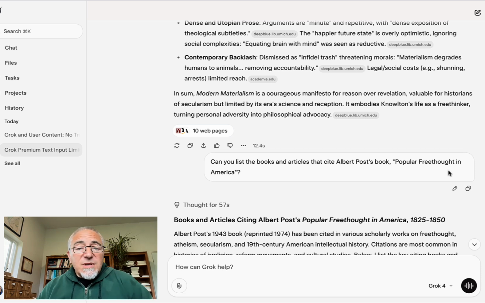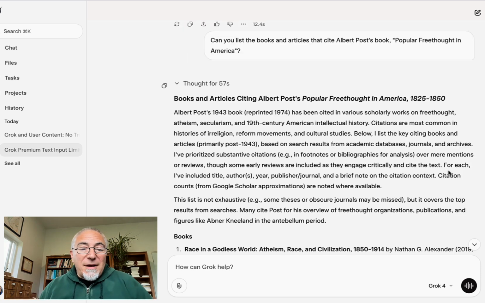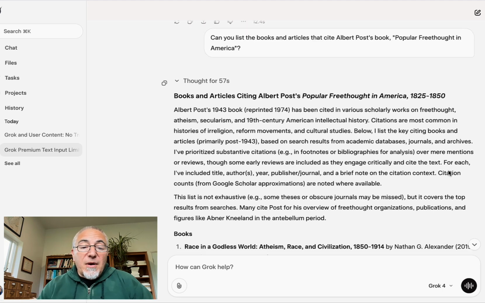And I thought this was actually a fairly good summary and evaluation of modern materialism, which I, probably uniquely among historians working today, have actually read cover to cover. So from there, I went back to easier questions. I asked it to give me a list of some books and articles that cite the very influential Albert Post book, Popular Free Thought in America.